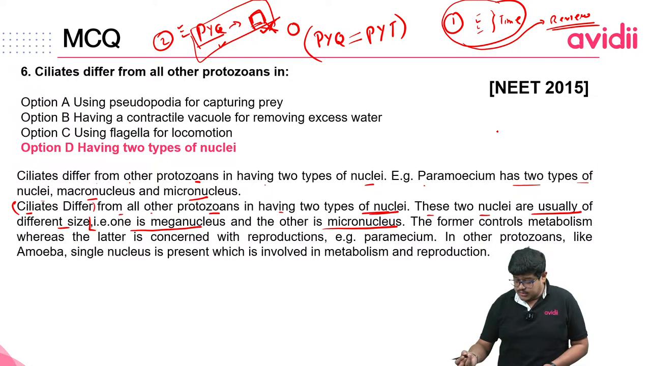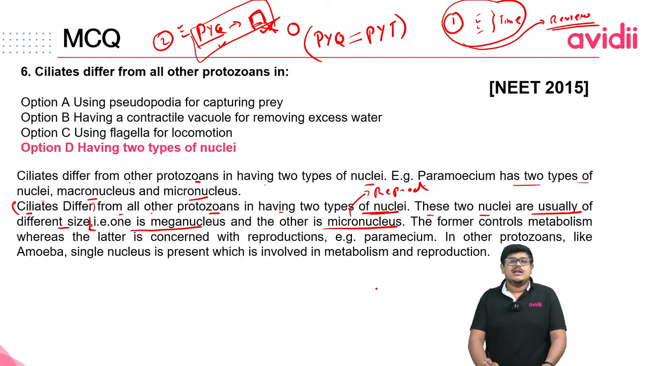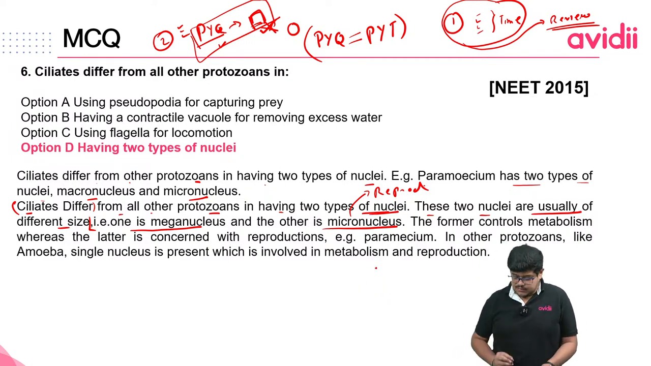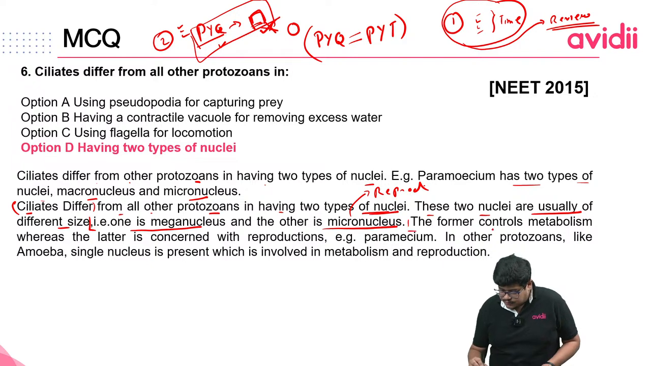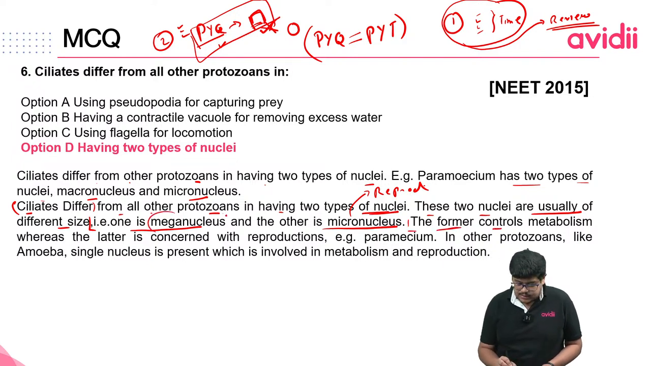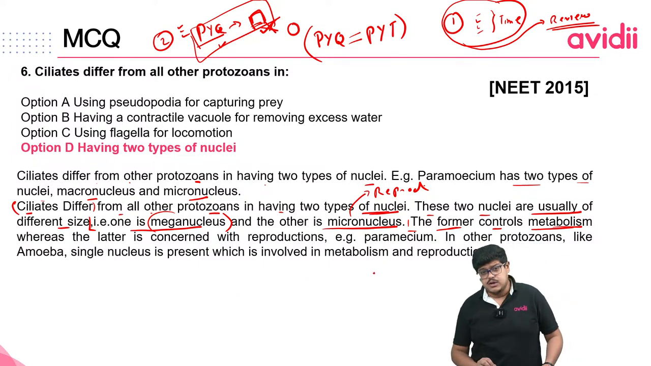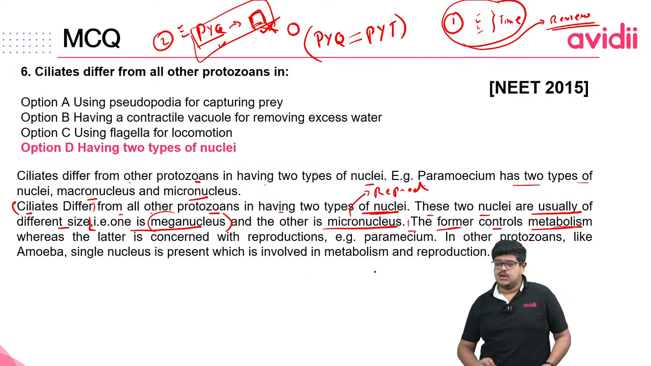Okay, so you can remember like R hai to reproduction hoga, but don't try to remember like this. This is like short term process, but go through it, then you will remember. Q hai, ye agar aap puchhoge ki why the answer is this, then you will get the answer. Okay, so the former matlab yahan pe ho gaya mega nucleus, it controls the metabolism. Metabolism mein aapka respiration aa gaya, protein synthesis aa gaya, all this digestion aa gaya, all this part.